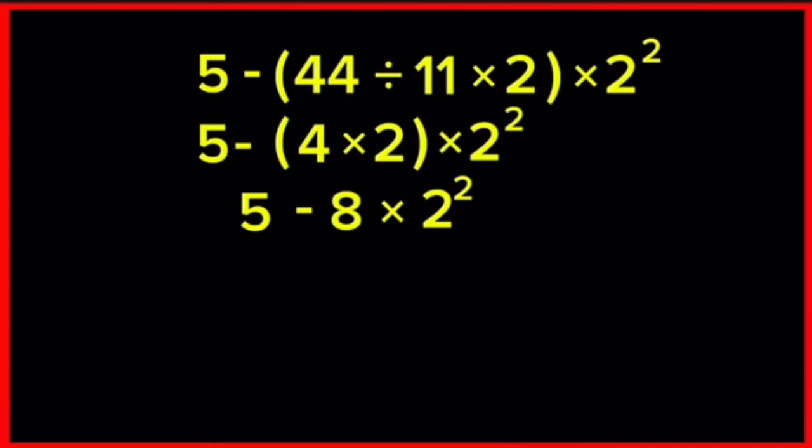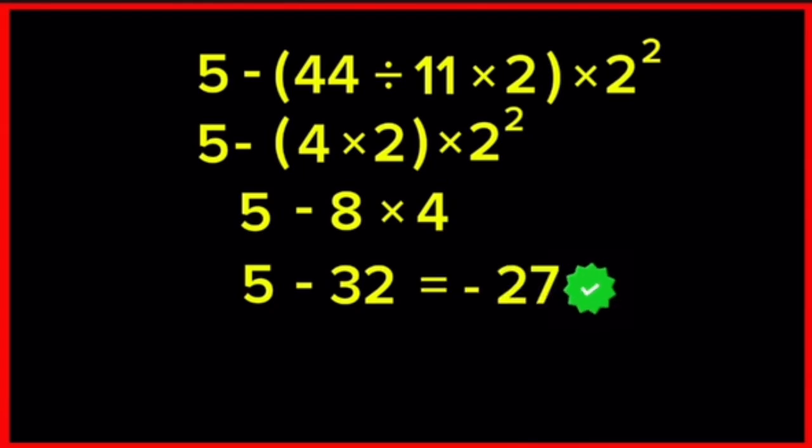After completing the operations inside the parentheses, we move to the exponent because exponents have a higher priority than multiplication and subtraction. 2 squared equals 4. So we rewrite the expression as 5 minus 8 multiplied by 4. Finally, multiplication has a higher priority than subtraction, so we multiply 8 by 4 to get 32. The expression now becomes 5 minus 32, which gives us the correct final answer of negative 27.